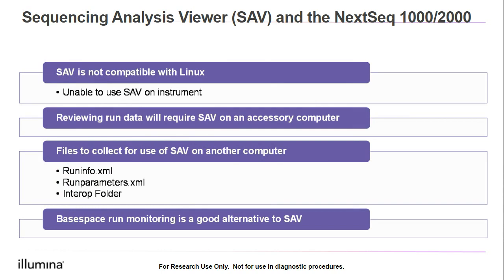Sequencing Analysis Viewer is not compatible with the Linux operating software. Unfortunately, we are unable to use SAV on the instrument itself. Reviewing run data will require an accessory computer to view it. Files that are needed in order to review a run in SAV on another computer are run info, run parameters, and the interop folder. BaseSpace Sequencing Hub run monitoring is also a great alternative to SAV to review the run quality.